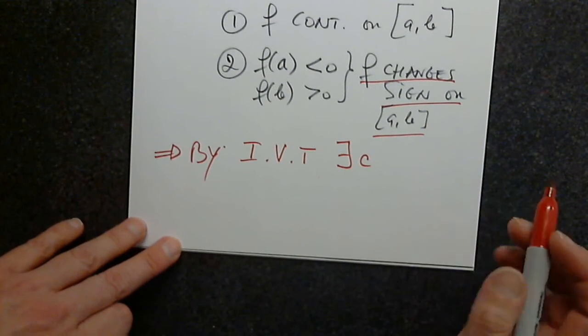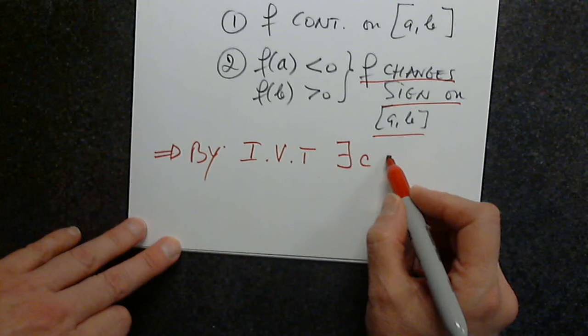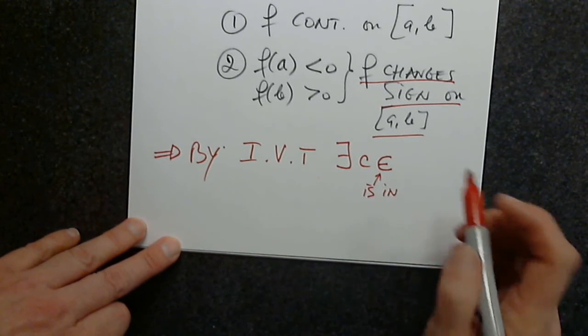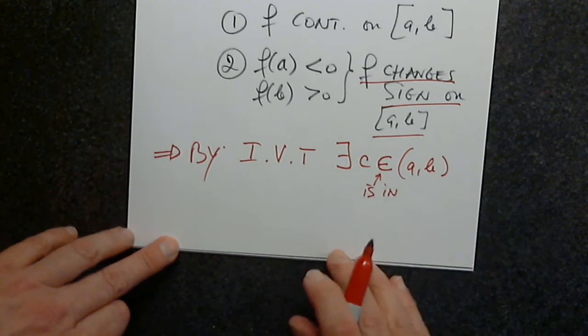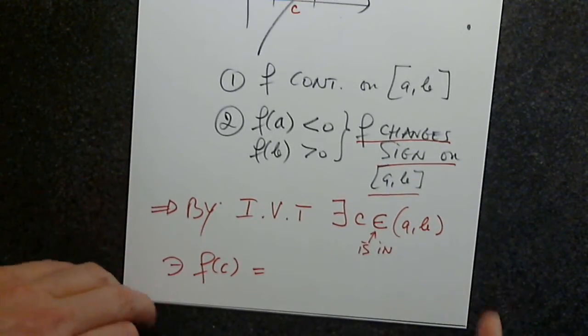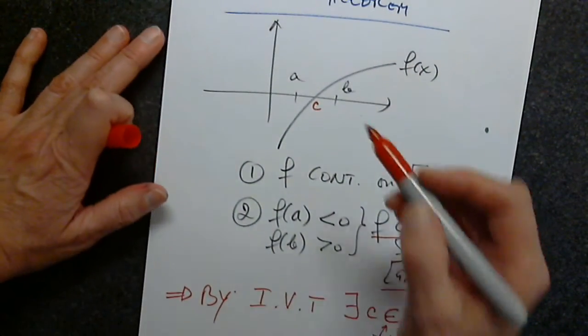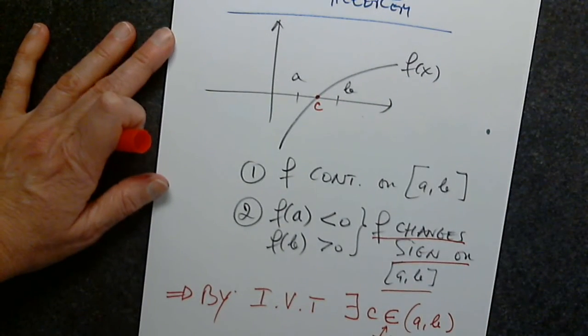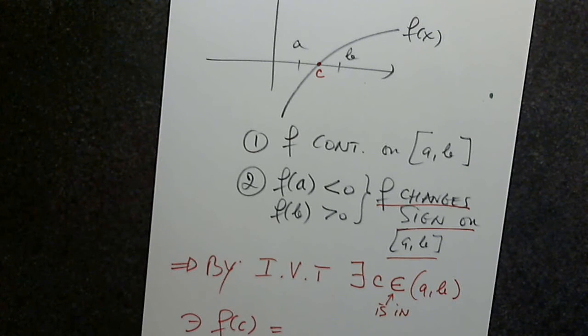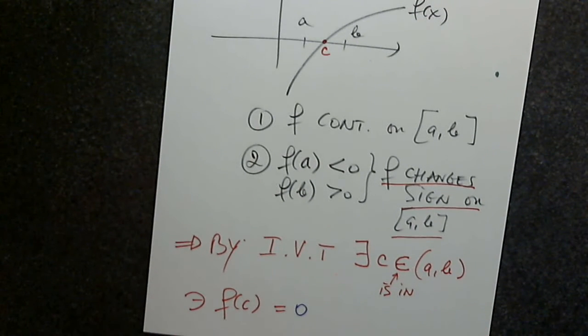This is a new symbol, the last one I promised this semester. This is a new symbol that means "is in the open interval a comma b, such that f of c is..." Excellent. This theorem is extremely useful, but it has a flaw, a big one.